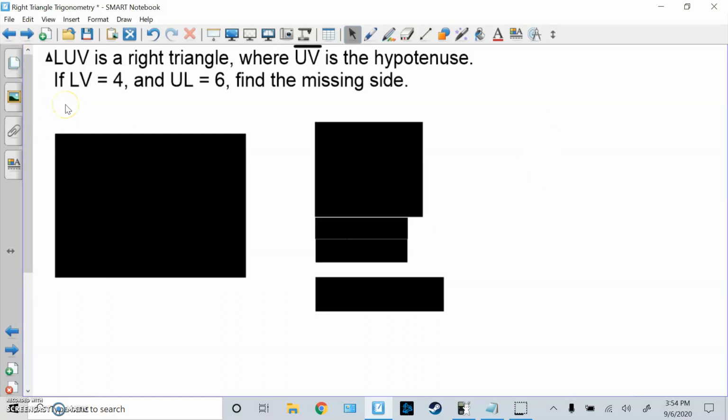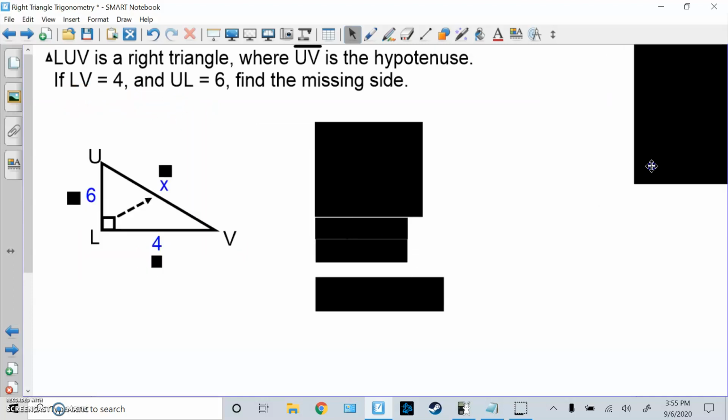Here's another one. Triangle LUV is a right triangle where line segment UV is the hypotenuse. If the measure of LV is 4 and UL equals 6, find the missing side. So I draw the picture. Remember, UV is the hypotenuse, and then L has to be the other vertex. LV, right here, is 4. UL is 6. Find the missing side, so label A, B, C.